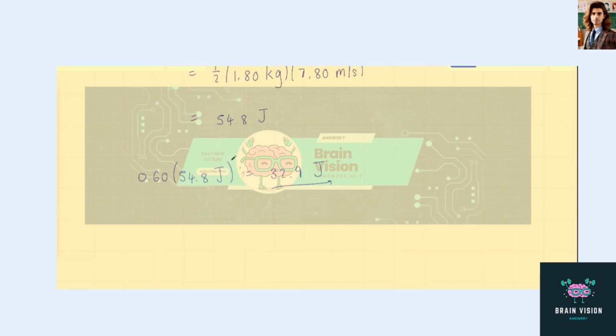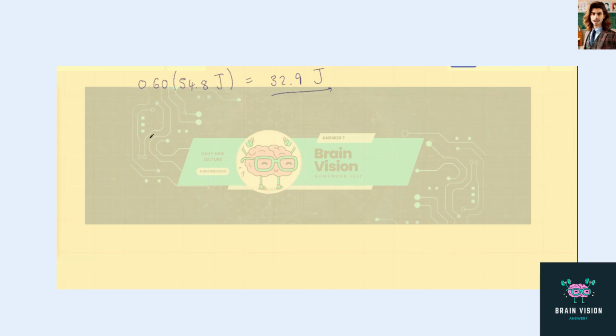So with 10 strikes, 10 times 32.9 is simply 329 joules. So the total energy transferred to the nail from the hammer is 329 joules.